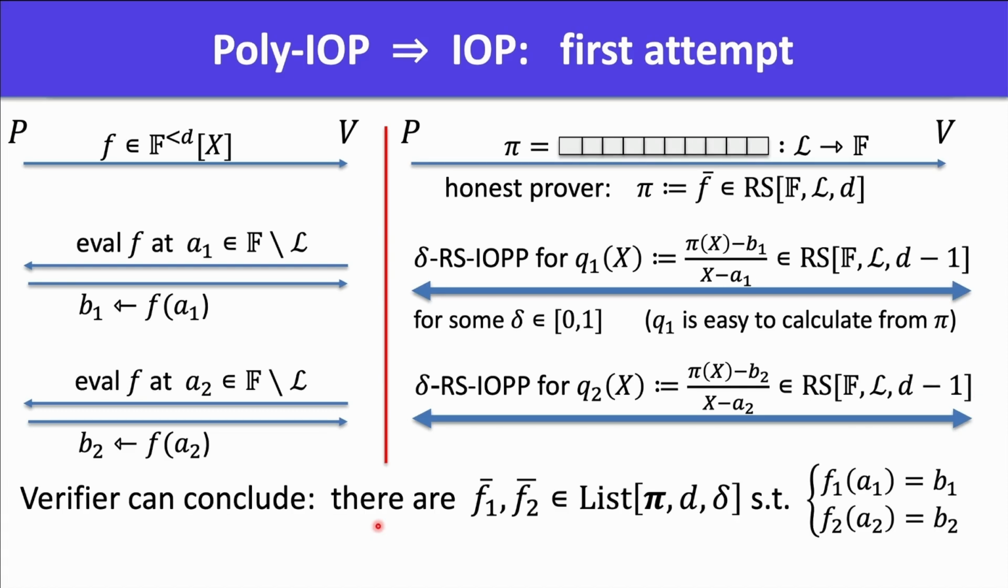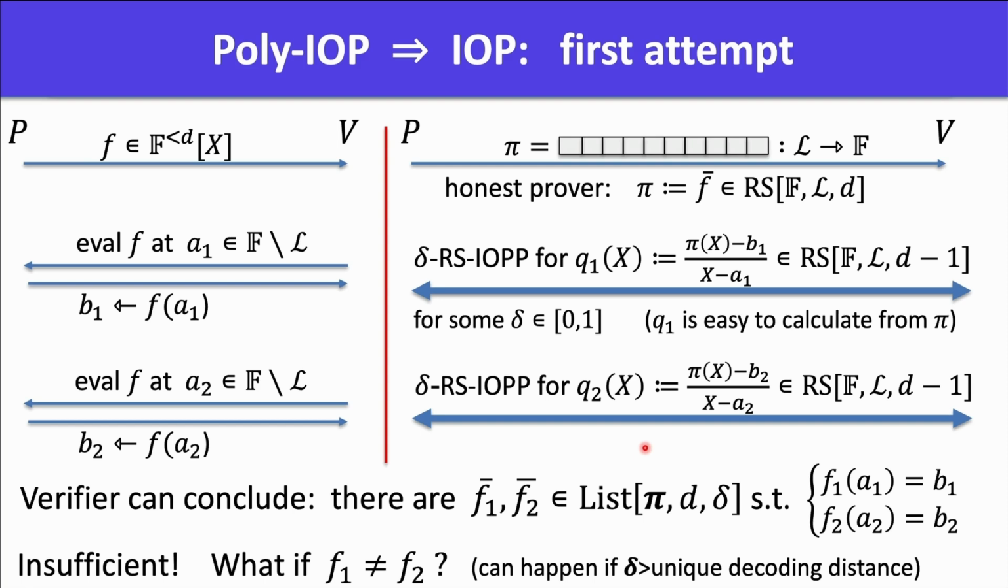What the verifier can conclude is that there are some polynomials f1 and f2 that are delta close to the function pi, and because of the two facts that we proved, we know that f1 of a1 is equal to b1 and f2 of a2 is equal to b2. Because if either one of these conditions were violated, then q1 and q2 would not be delta close to the function pi. So this is nice. The verifier learned that the evaluations are correct for some polynomials f1 and f2.